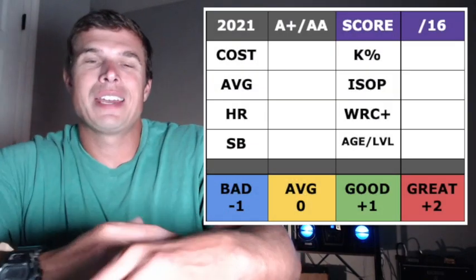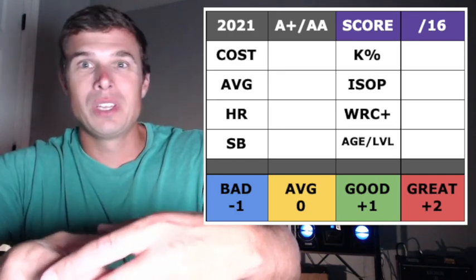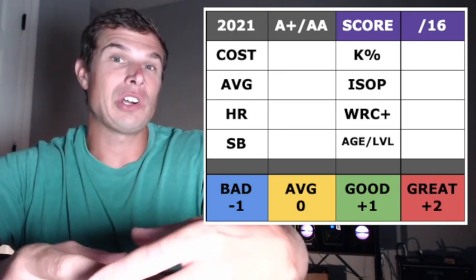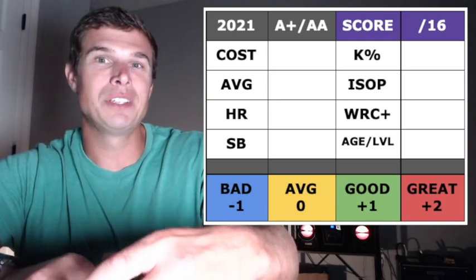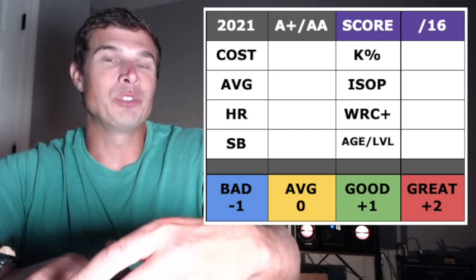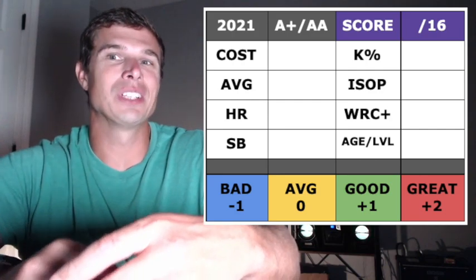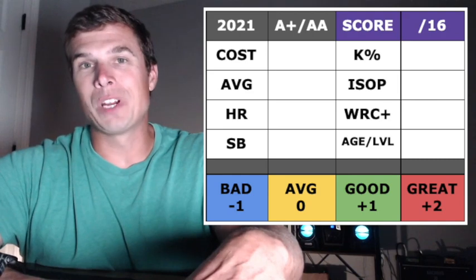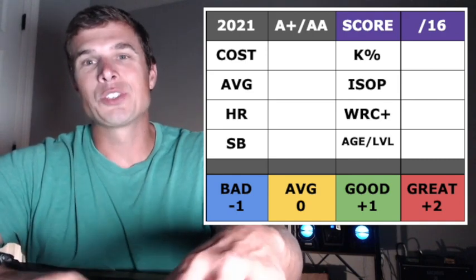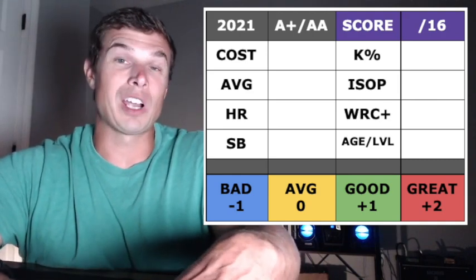Before we jump into the names, I wanted to describe how I'm going to be breaking down each player on this video and in future sleeper prospect videos. You can see I created a graph that has 8 different variables that each prospect is graded on: cost, batting average, home runs, stolen bases, K percentage, ISOP, WRC plus, and finally age and level, with cost being current comps. Now, some of you may be aware of the different sabermetrics that I'm using, and some of you may not, so I'm going to explain the more complicated ones.